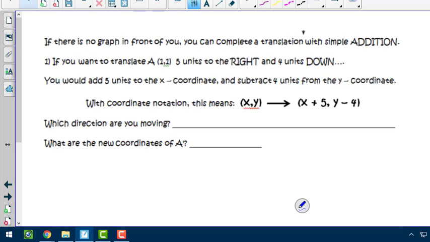So with the coordinate notation, that means that x, which we know was 1, 1, we would add 5 to it, and the y, we would subtract 4. So there's the coordinate notation. Which directions are you moving? Well, they told us right and down. Right and down are the directions we're moving. And it doesn't matter if you say down and right or right and down. That's fine, the order of those. What are the new coordinates of A prime? Well, 1 plus 5 would give me 6, and 1 minus 4 would give me negative 3.